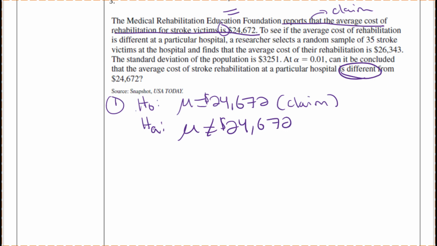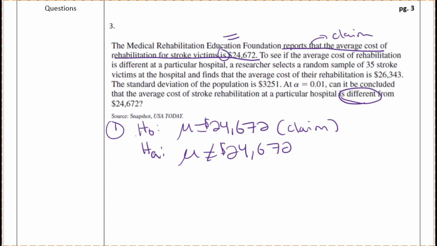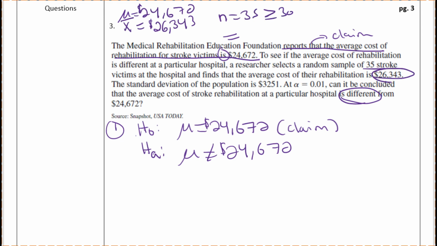Let's go ahead and label all our variables. So we have mu is $24,672. X bar is $26,343. And this is because they took a sample of 35 stroke victims and found that that was their cost on average. The sample size is 35, which is greater than or equal to 30. So that means we are going to use a z-test, so that checks out. We have our alpha, and the last thing is the standard deviation. So the standard deviation here is 3,251.